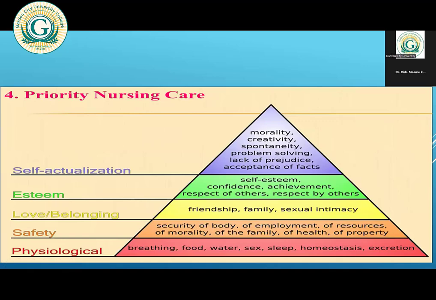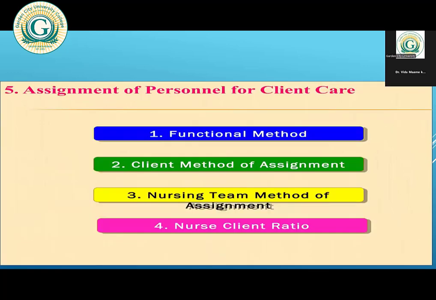Assignment of. Number 5, the task, assignment of personnel care. So with assignment of personnel for client care, we have what? Functional method, client's method of assignment, nursing team method of assignment, and nursing client's ratio. You look at all this before you do the assignment. Then number 6 is what? Planning the time schedule and work schedules.